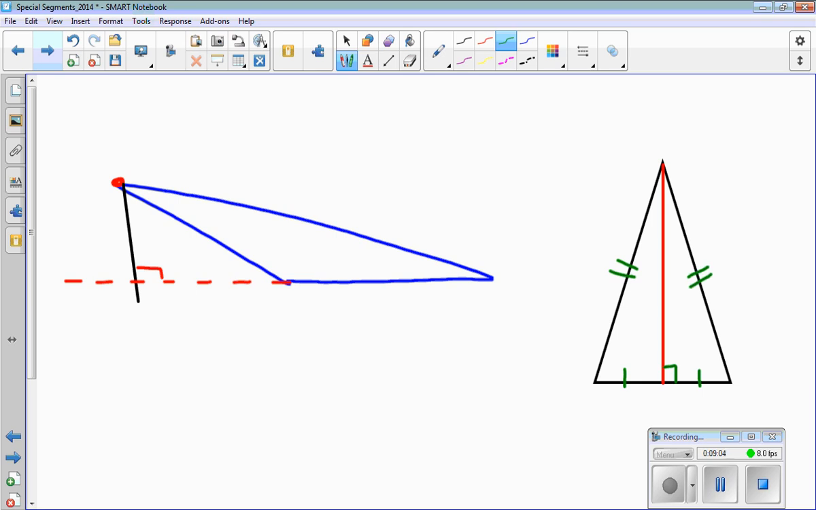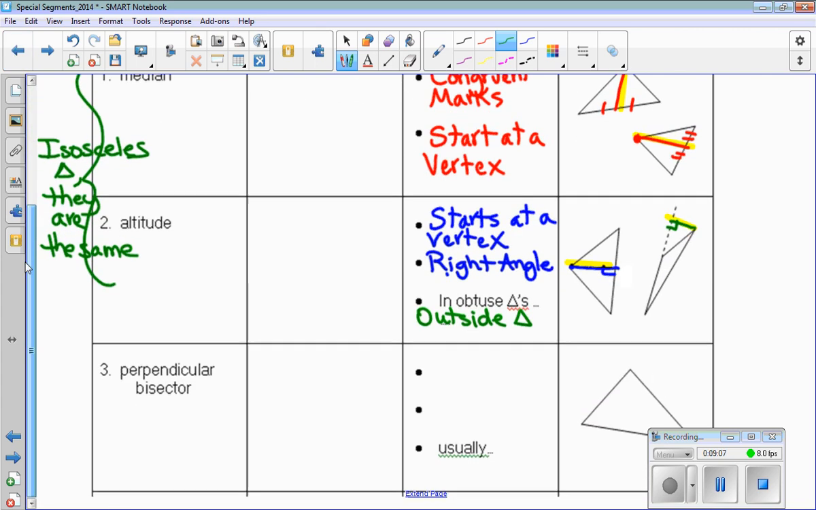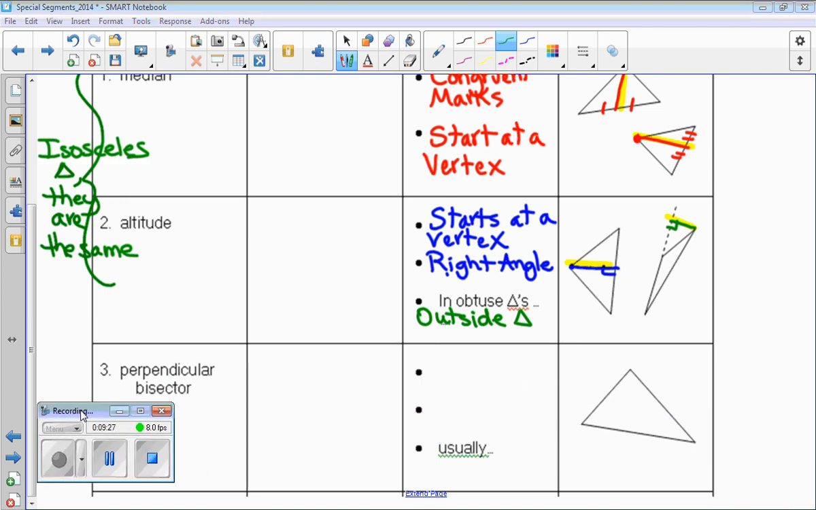Okay, good enough. Now this last one that we're going to look at here on my page, and if you have two more, is called a perpendicular bisector. This one does not start at a vertex. It can, but it does not have to, and often doesn't. So this would be an example of a perpendicular bisector. Let me draw one in. That is a perpendicular bisector.